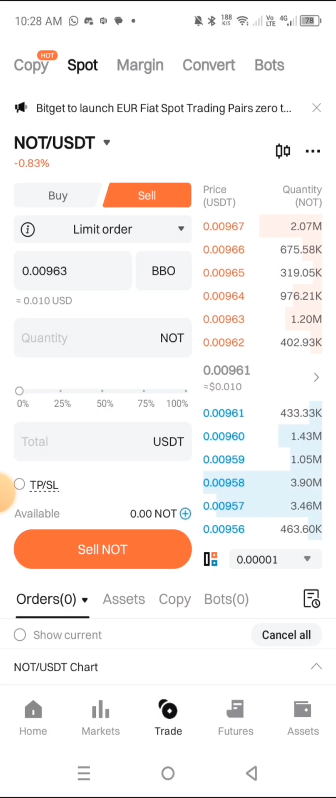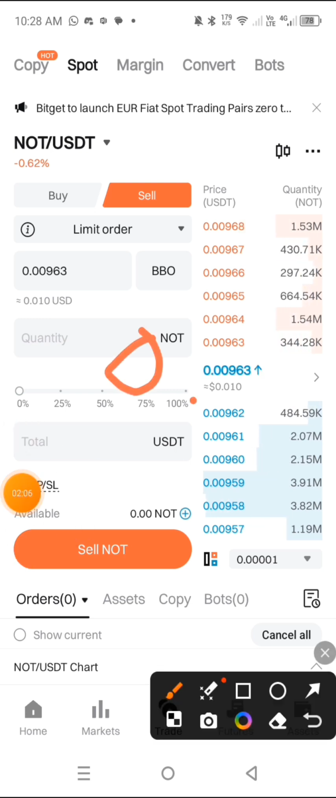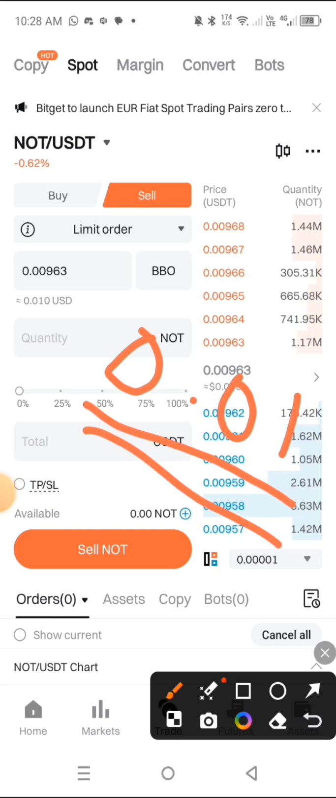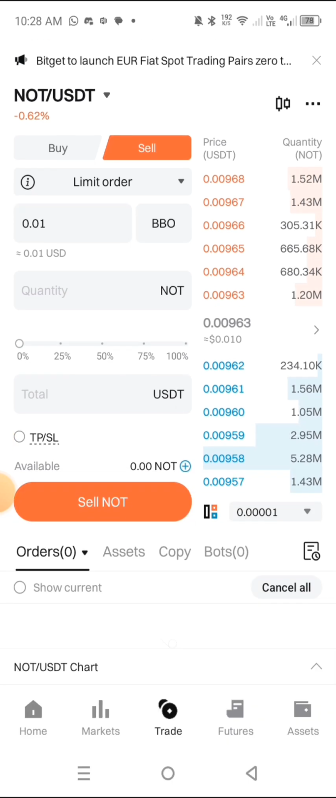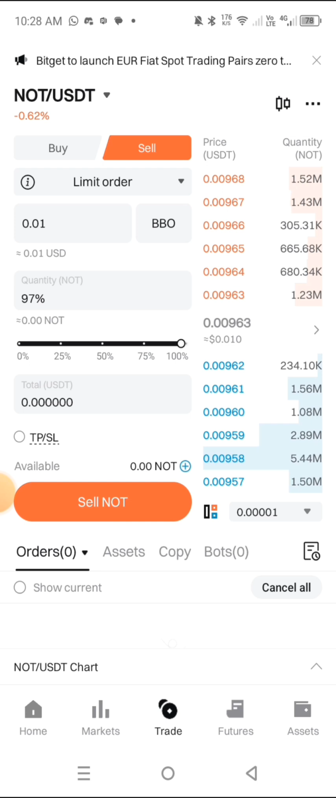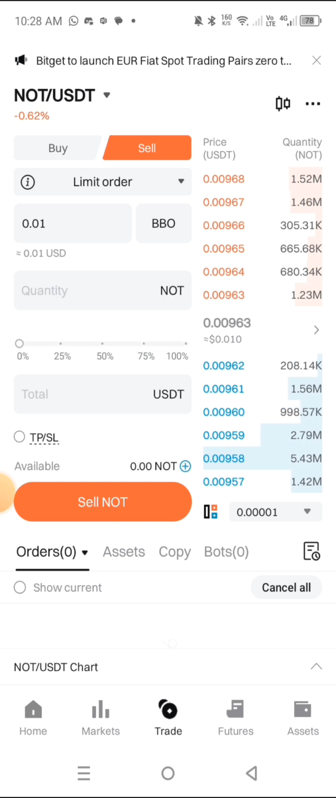Now I am going to explain what a limit order is. If you think that the price will reach 0.01 and you want to sell at this price, you have to click on this and write your price, and after that you select your quantity and click on sell. So this is the first way you can sell your DOGS token at your price. This is the limit order.